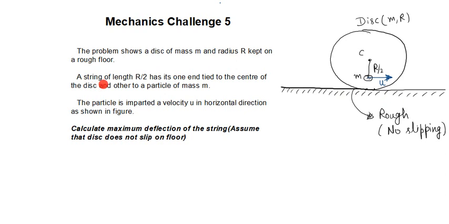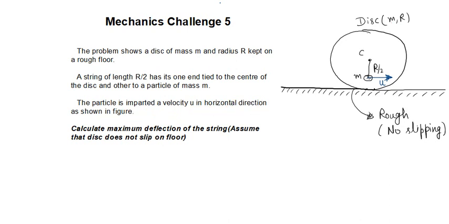A string of length r by 2 has its one end tied to the center of the disk and the other to a particle of mass m. Now there is a string and the length of the string is equal to r by 2 where r is the radius of the disk, and one end of this string is tied to the center of the disk and another end is tied to a particle whose mass is the same as the mass of this disk. Now this particle is imparted a velocity u in horizontal direction as shown in figure.